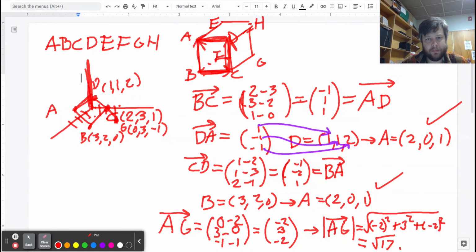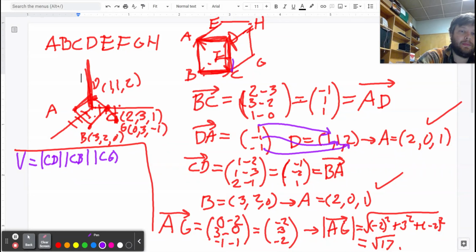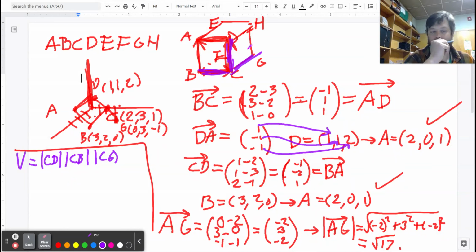So I guess I could do AB. I want to use values that I know. So CG, CD, and CB would give me those. So let's do that in a different color. To find the volume, I am just going to do the length of CD times CB times CG, because that will give me vertical, horizontal, depth.